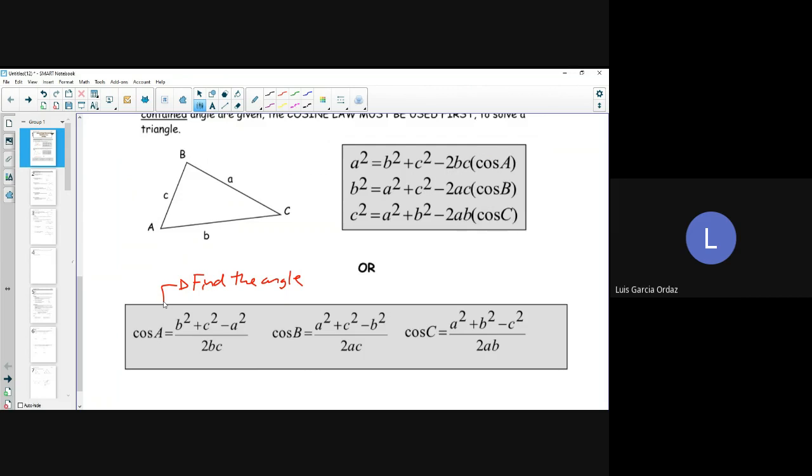Is everyone cool with sine and cosine law so far? Pretty easy stuff, right?